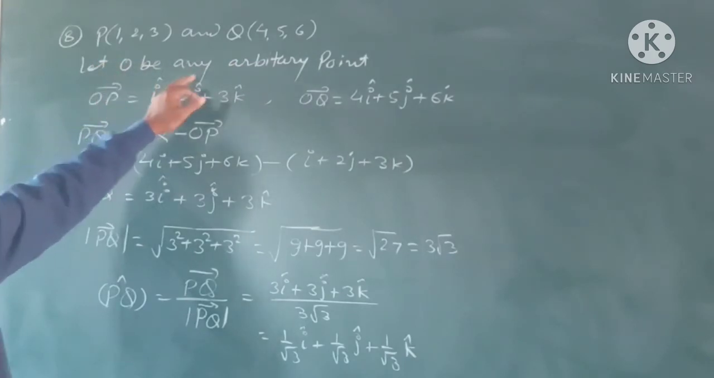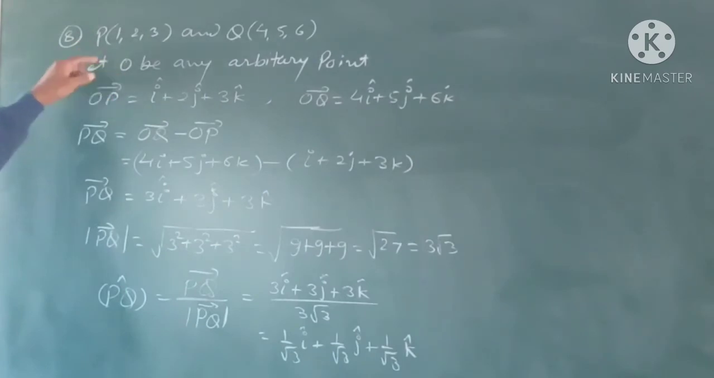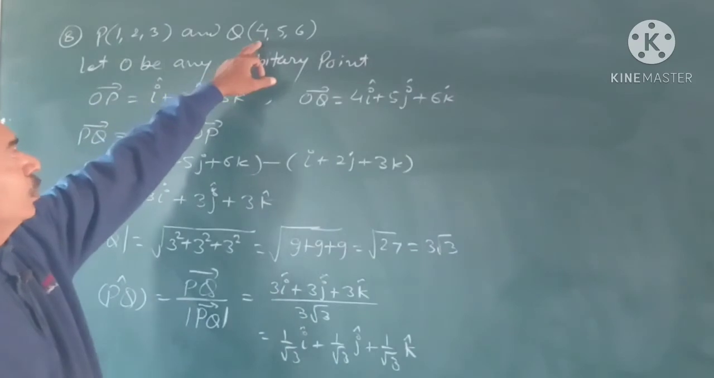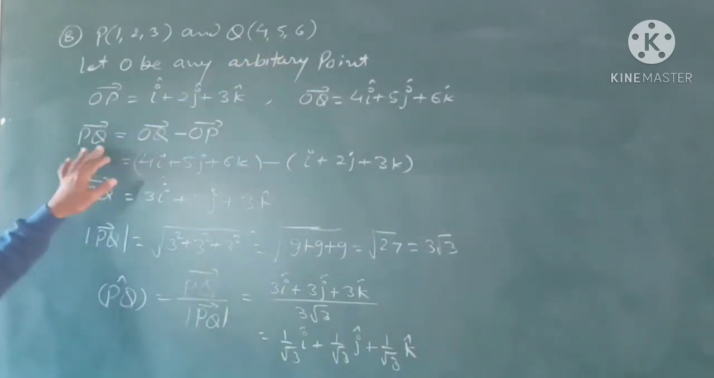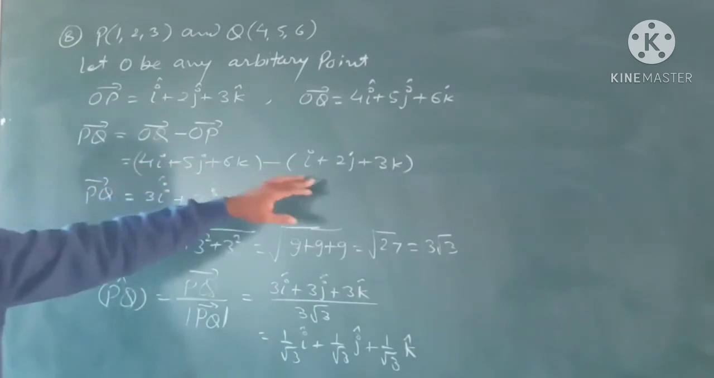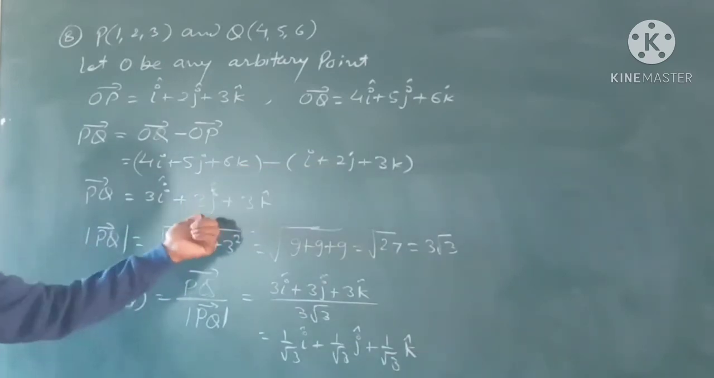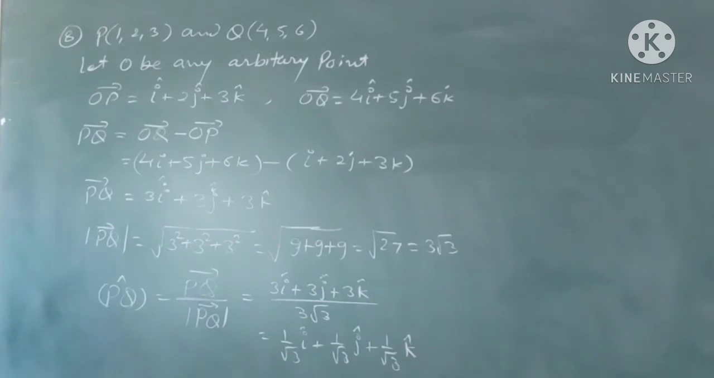Let O be any arbitrary point. Then with respect to this O, vector OP is only 1i plus 2j plus 3k, and OQ is 4i plus 5j plus 6k. Since we have to find PQ, it means position vector of Q minus position vector of P. It means OQ minus OP. So first write OQ, after that minus OP. So subtract: 4 minus 1, that is 3i, 5 minus 2, once again 3j, and 6k minus 3k, you will get 3k.